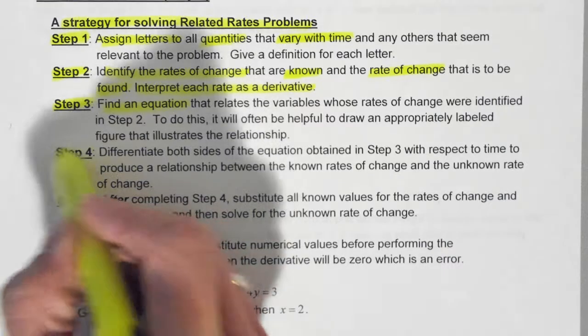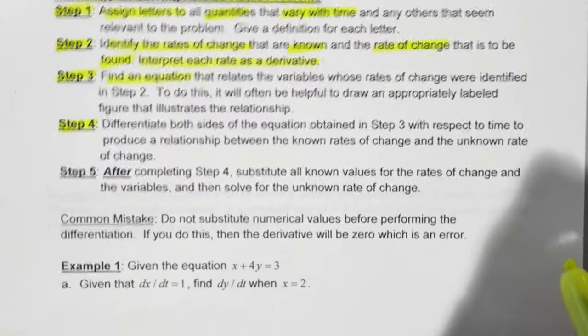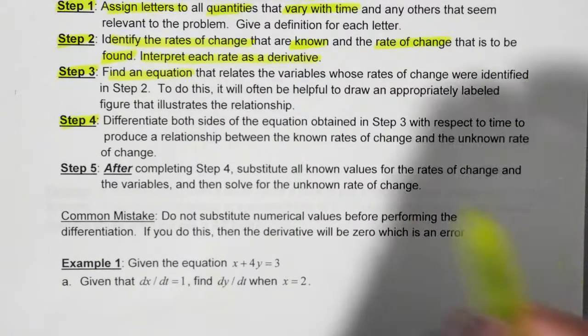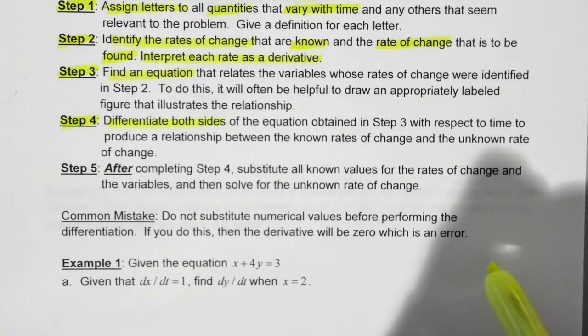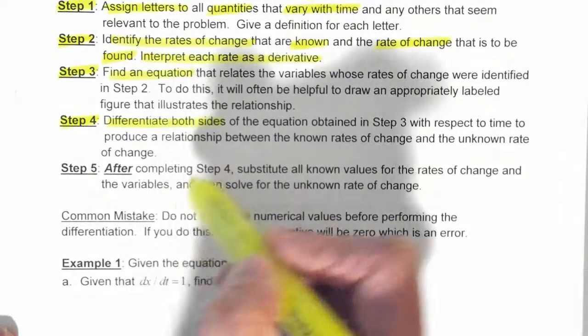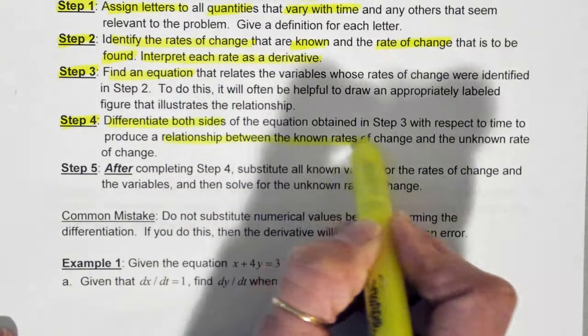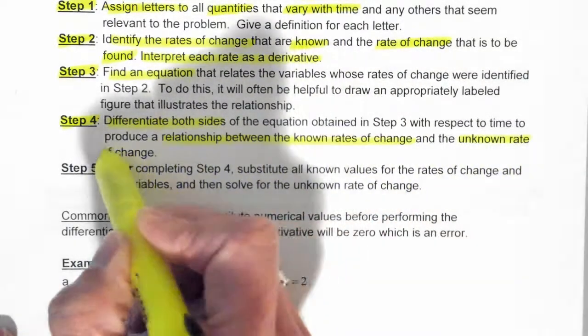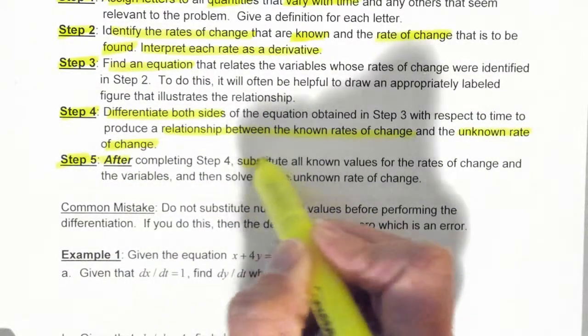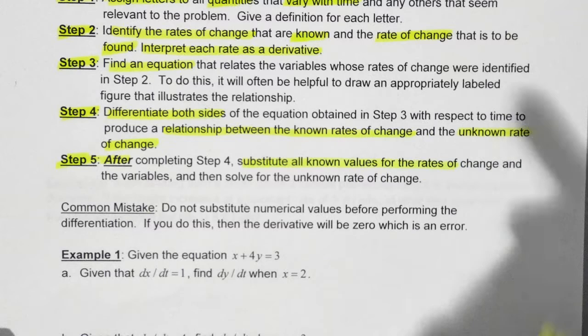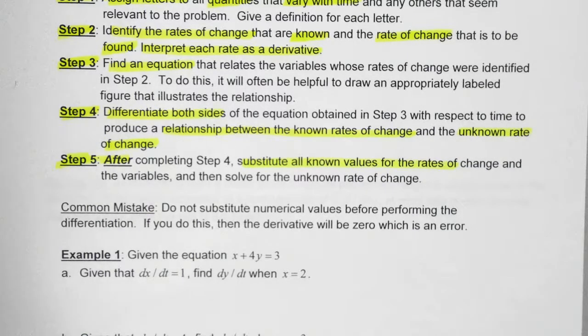In the fourth step, once you've identified the formula that you're going to use, you want to differentiate both sides. Okay? And you'll see that it's going to produce a relationship between the known rates of change and the unknown rate of change. And once you have finished, you're going to substitute in all the known values, okay, and then solve for what you're looking for.